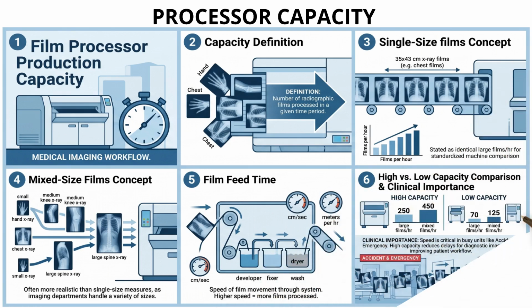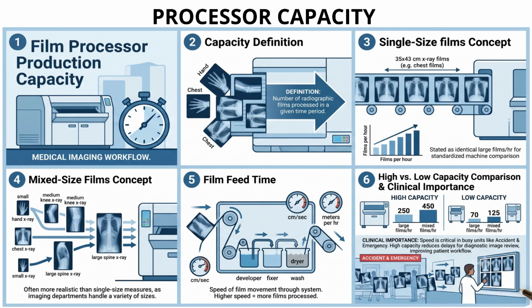First, it may be stated as the number of single-size films, usually 35 by 43 centimeters, that can be processed in 1 hour. This gives a standard measure for comparing different machines. Second, it may be expressed as the number of mixed-size films processed per hour. This is often more realistic because imaging departments handle a variety of film sizes in daily practice.